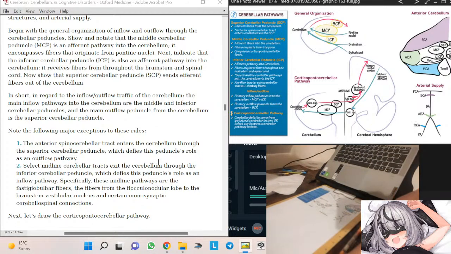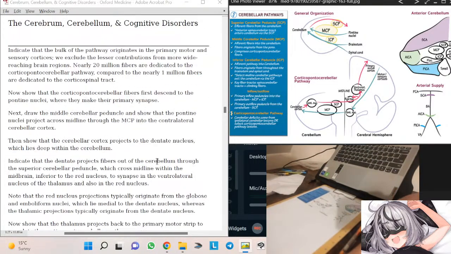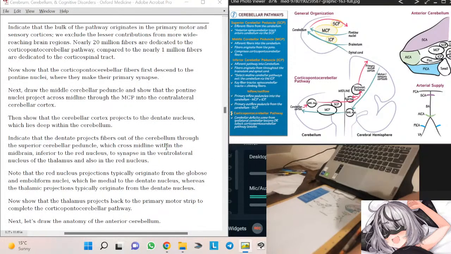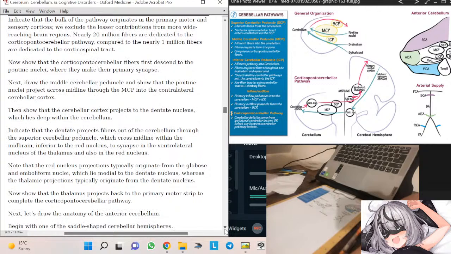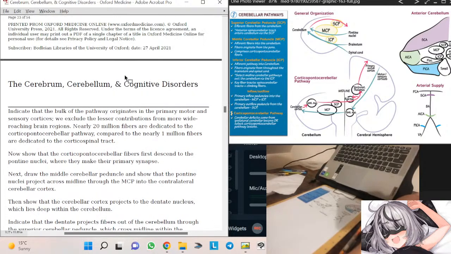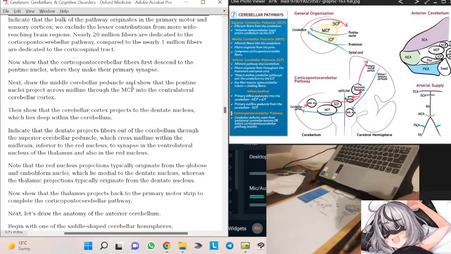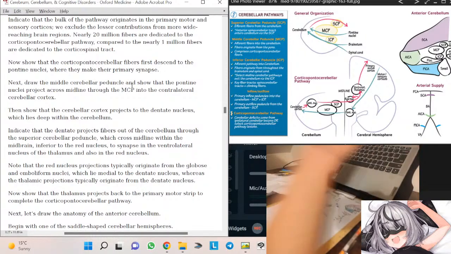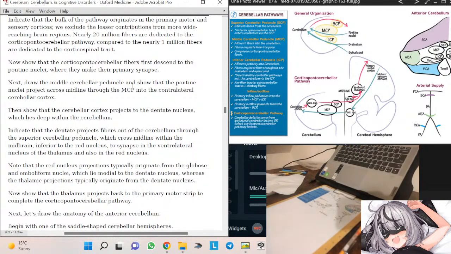Next, let's draw the corticopontocerebellar pathway. Indicate that the bulk of the pathway originates in the primary motor and sensory cortices. We exclude the lesser contributions from more wide-reaching brain regions.